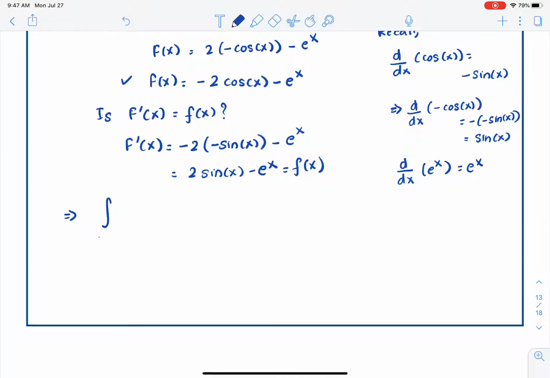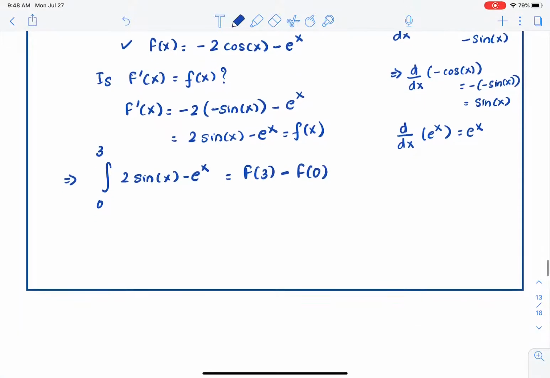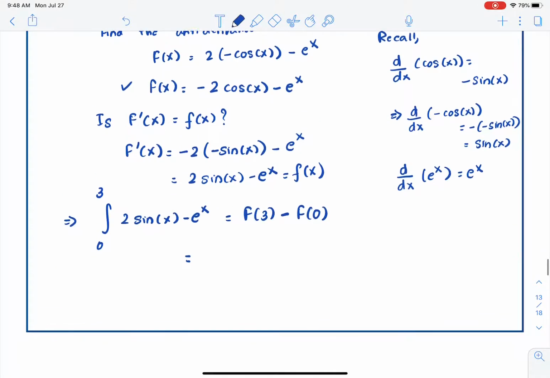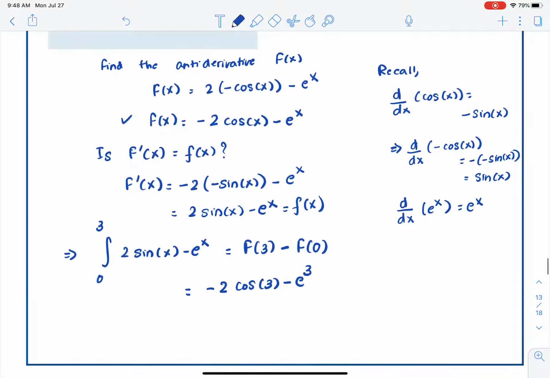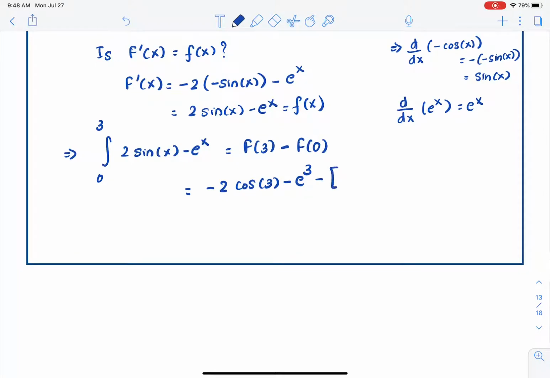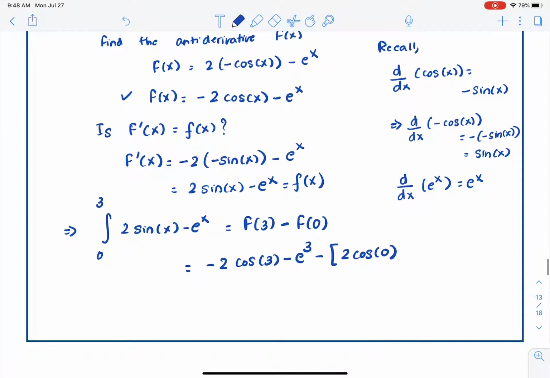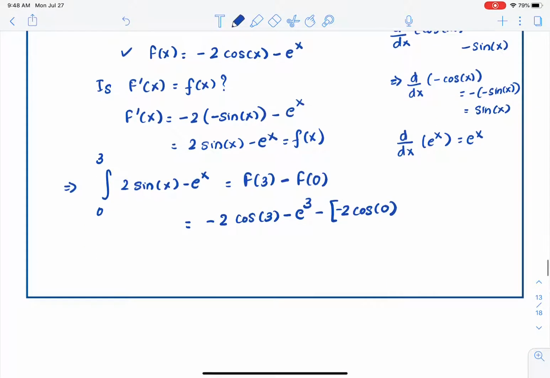So the integral from 0 to 3 of 2 sine x minus e raised x is simply uppercase F of 3 minus uppercase F of 0. So uppercase F of 3 is minus 2 cosine 3 minus e raised 3, minus, for F of 0, minus 2 cosine 0 minus e raised 0.